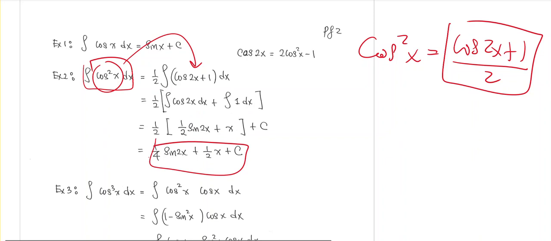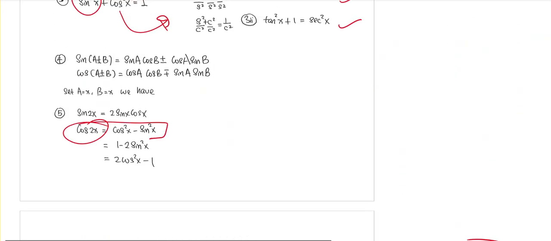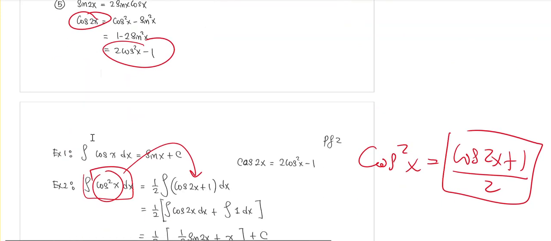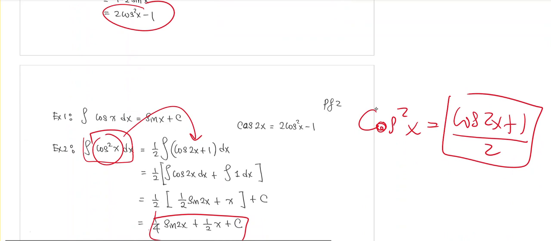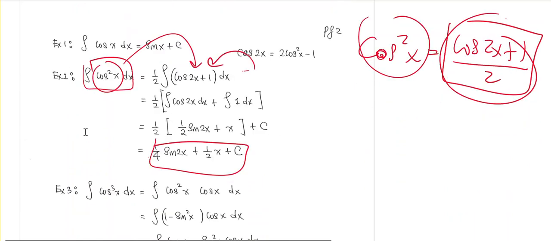So it's actually still pretty straightforward if you remember this relationship. If you remember that cosine 2x can be written as this, then you can isolate cosine square x, write it as this, put it inside here, and everything works out pretty well.